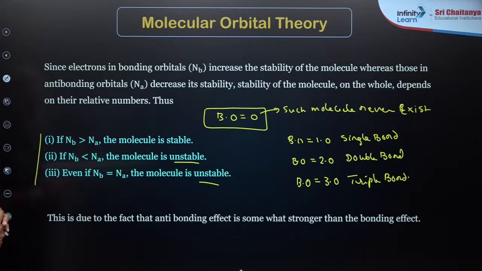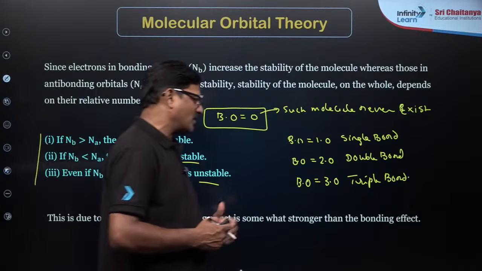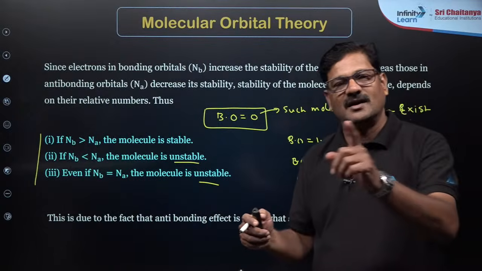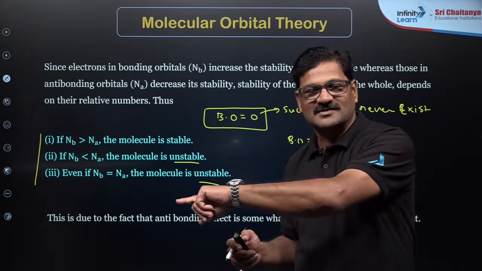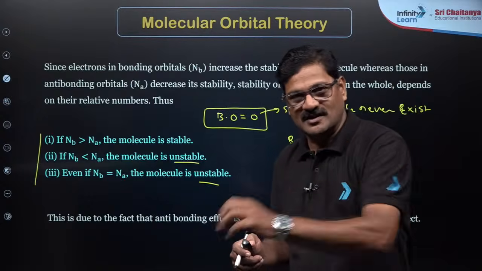Come on, next. There is a due fact that the anti-bonding effect is somewhat stronger than the bonding effect. That's the reason whenever bonding electrons are increased, stability increases, and when anti-bonding electrons are increased, stability decreases. Understand?